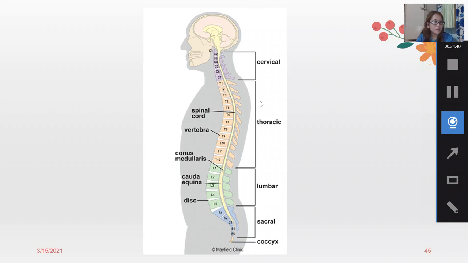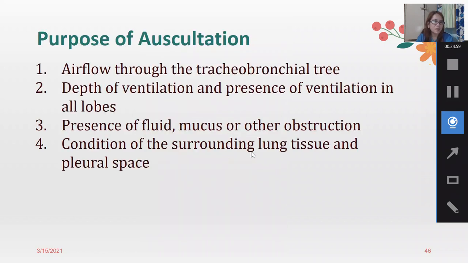Okay? So, ito yung mga part ng spine. Okay, the cervical hanggang C7. Thoracic hanggang 12. Para lang alam ninyo, lalo na doon sa spinal. And L1 to L5. Sacral hanggang S6. And then the coccyx. Okay.